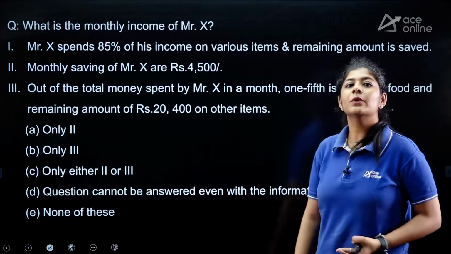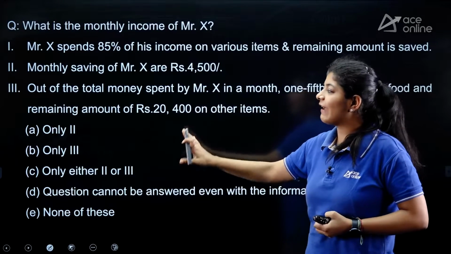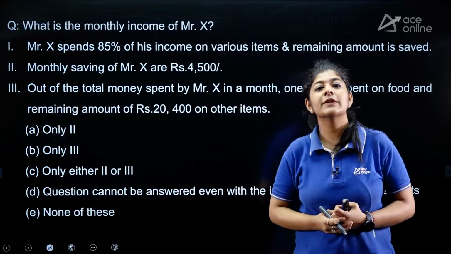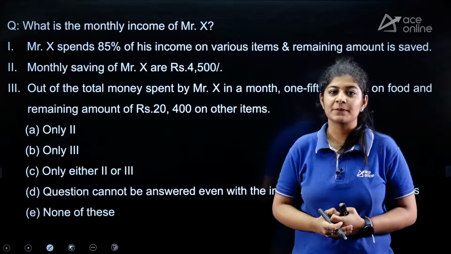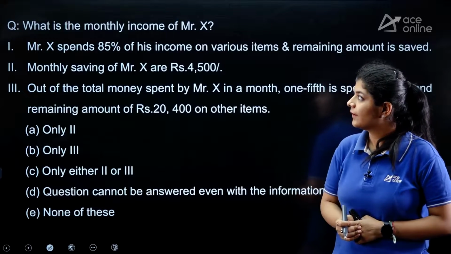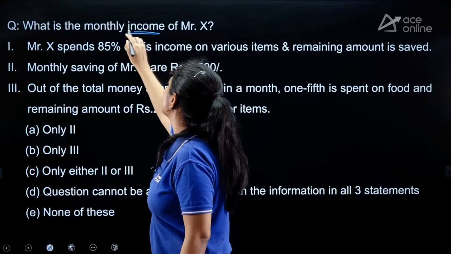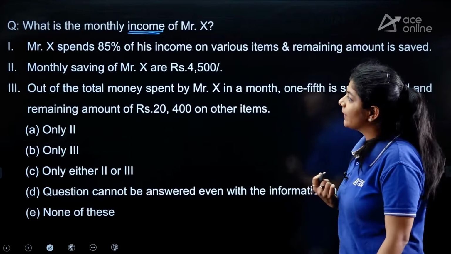Okay, so again we are having a few statements, and accordingly a few options, and with the help of these statements we simply need to find out the correct answer to this particular question. So what we need is the monthly income. That means again I want some value, some number.